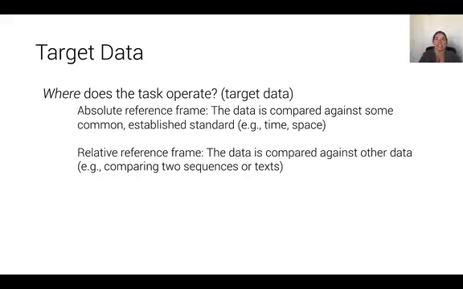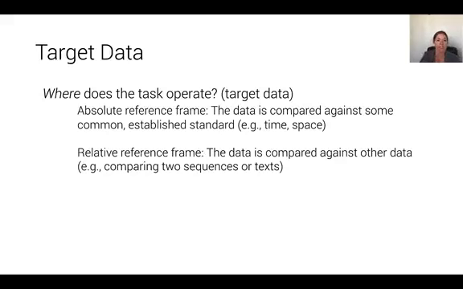Once we've understood these characteristics, we need to understand, where does this task operate? What data are we trying to accomplish this task with? Are we trying to assess these characteristics over? While on the one hand, you can define the data you care about on the fly using things like selection, when we think about building and looking at this target data, we'll often think about it in terms of one of two types of reference frames.